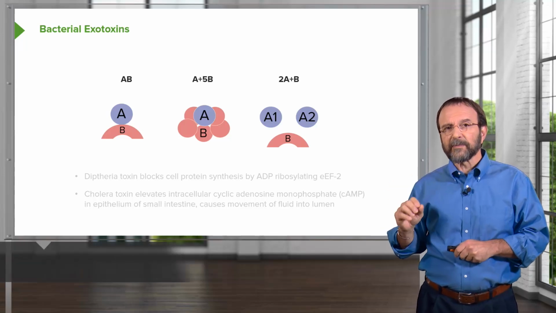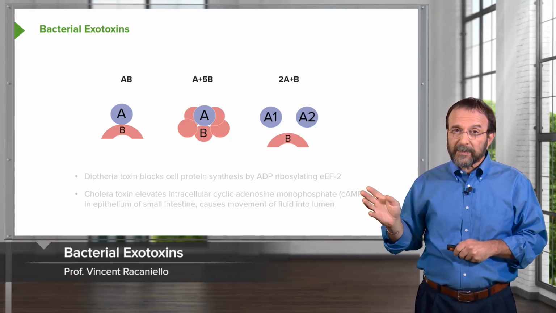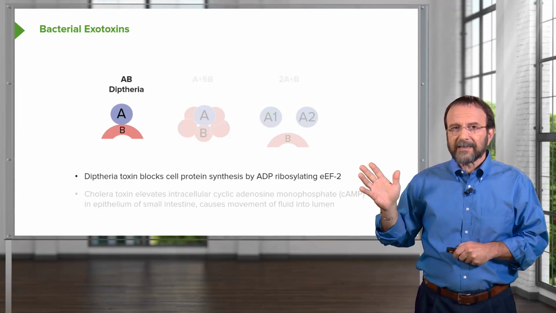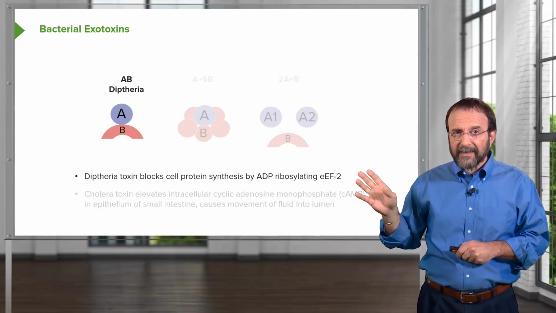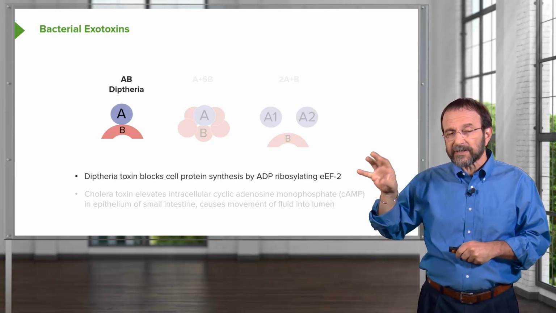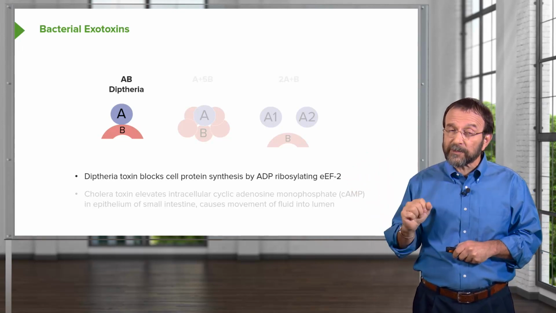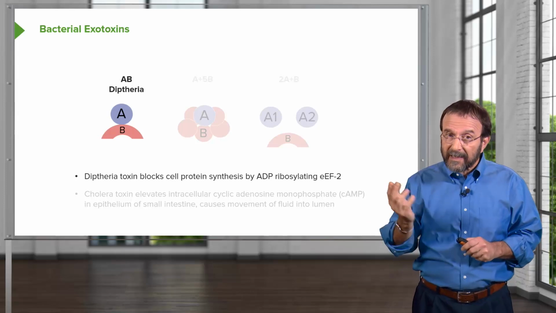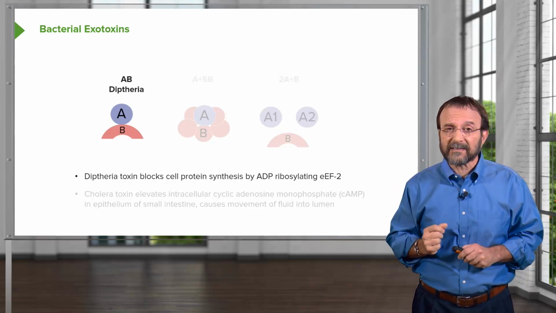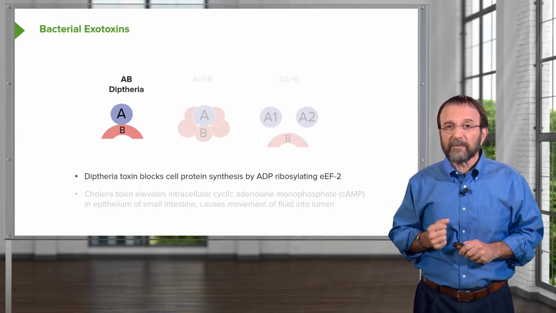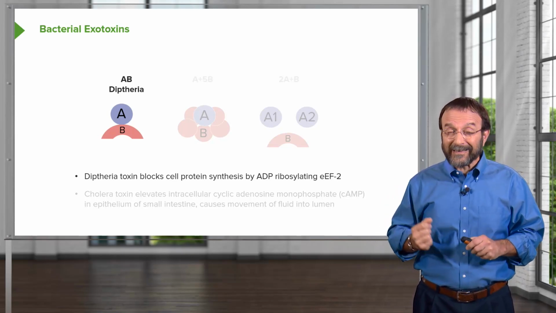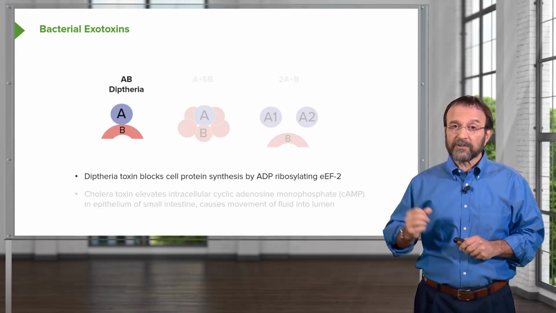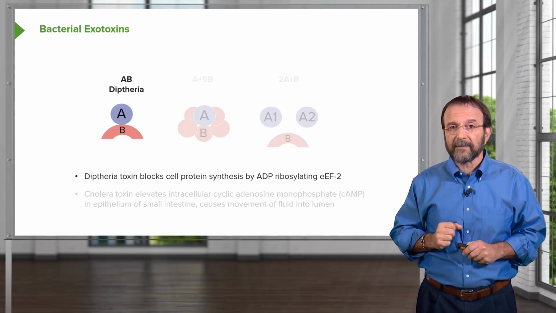Let's look at toxins in a bit more detail. I mentioned that they typically have an A-B structure. The diphtheria toxin consists of one molecule of the A and one molecule of the B. Again, the B is the receptor binding component. The A is the effector portion that actually has an effect on the host cell. The diphtheria toxin, the A portion, blocks cell protein synthesis. The A portion ADP ribosylates an elongation factor for translation, EF2. It stops host cell protein synthesis and kills the cell.